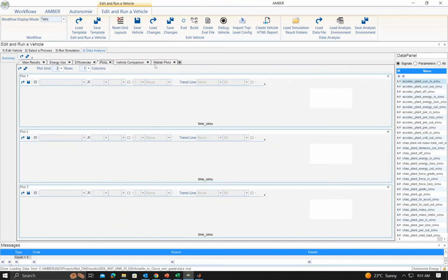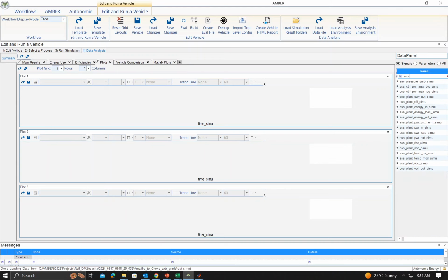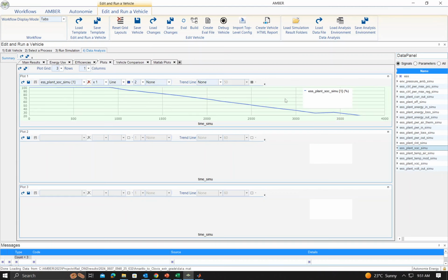I wanted to show you some more insight, like how the SOC varies during the simulation. We started with 100% and we stopped at 20%, and you can see at some point the SOC goes up, and this is mainly during the regenerative phase. So let's see the power out from the battery.